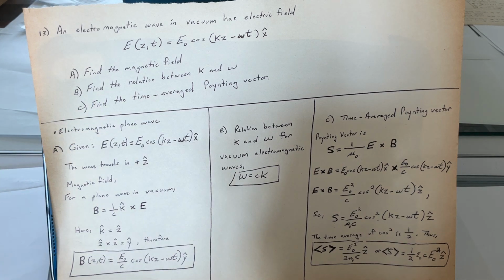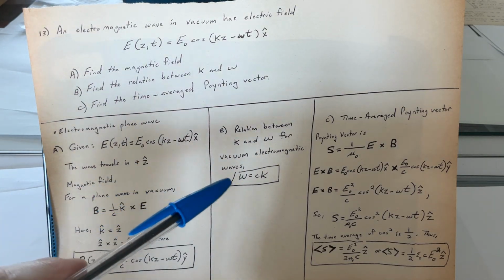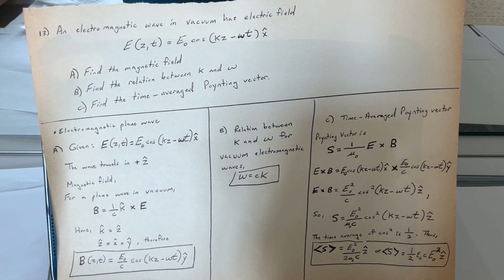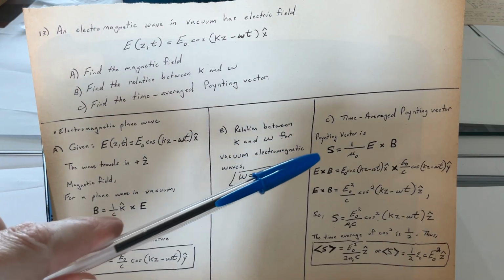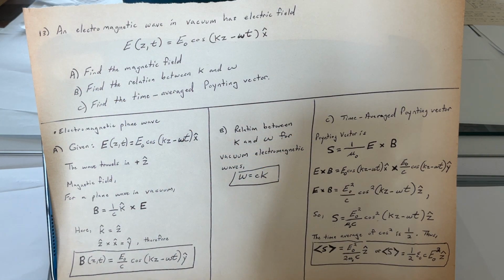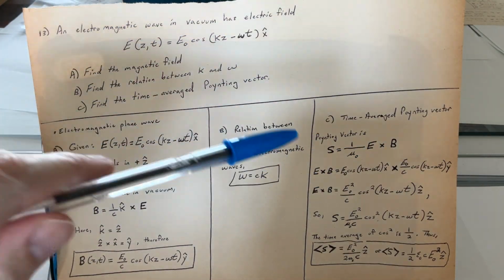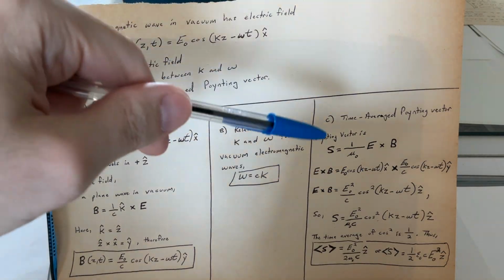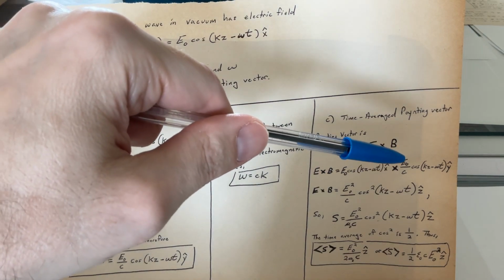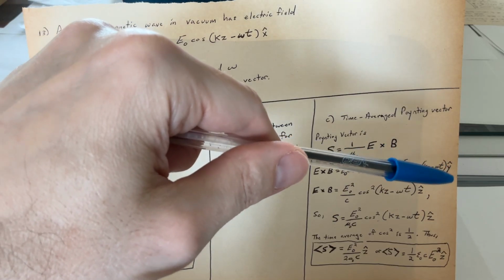Okay, for part B, find the relation between k and omega. The relation between k and omega for vacuum electromagnetic waves is just omega equals ck. And for part C, the time averaged Poynting vector. The Poynting vector is S equals 1 over mu naught times E cross B. So when we do the math, E cross B is E naught cosine of kz minus omega t, x hat, cross E naught over c cosine of kz minus omega t, y hat.